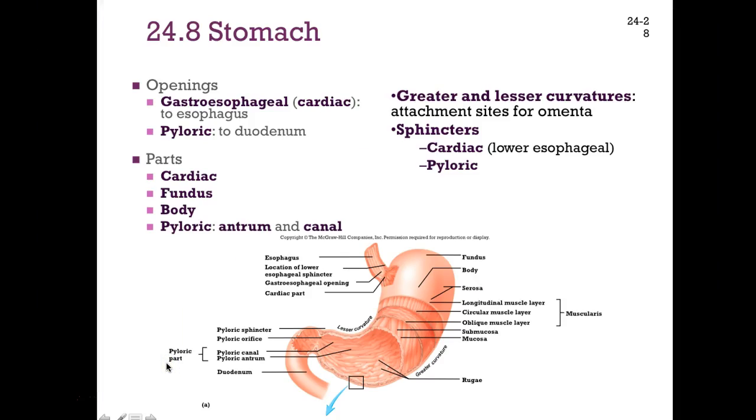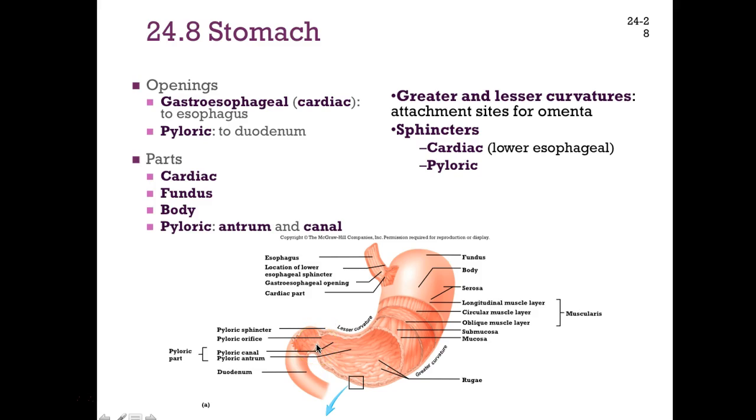So we have two openings within the stomach. One is really going to be the same thing as that lower esophageal sphincter. So this is also called your gastroesophageal sphincter or cardiac sphincter in this region over here. And then the other one is where we're going to have the stomach connect to the duodenum, the first part of the small intestines, and that is called your pyloric sphincter.